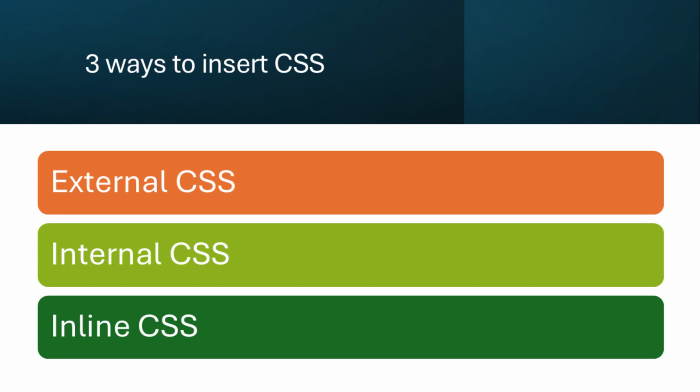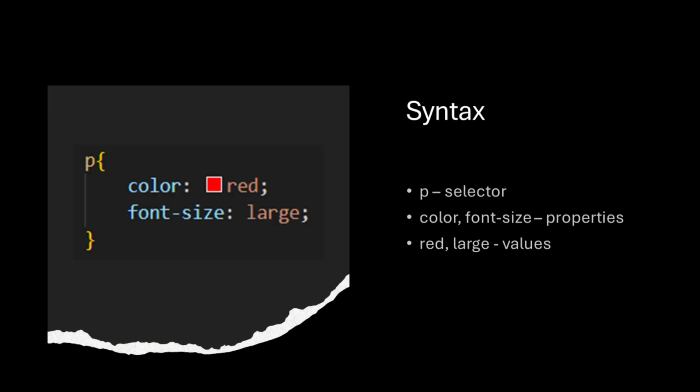There are three ways to insert CSS. You can do it with external CSS, internal CSS, and inline CSS. This is the syntax for external and internal CSS. You write a selector and then in curly brackets you write properties and their values. For inline CSS you don't need a selector.